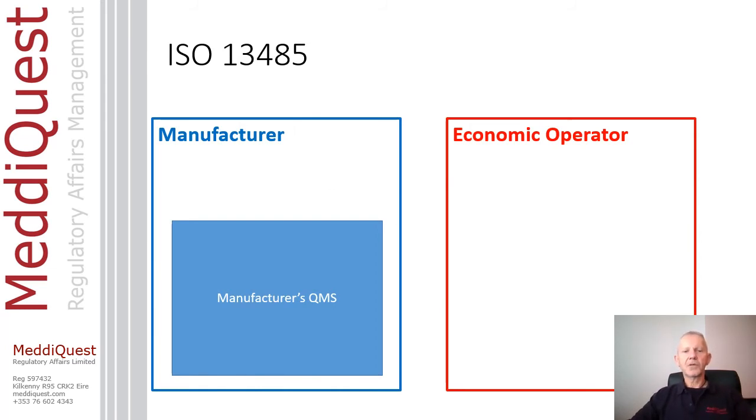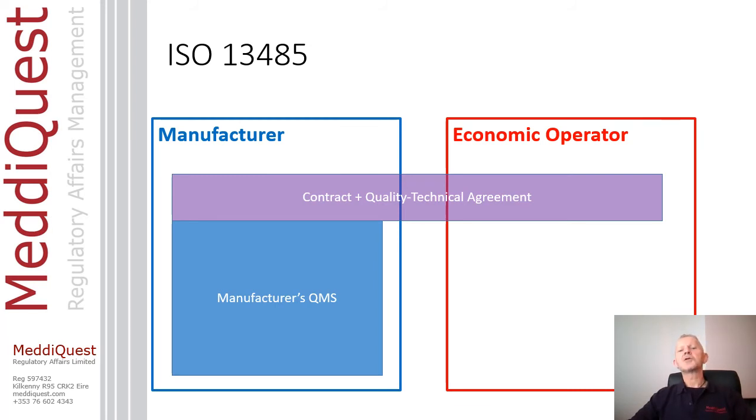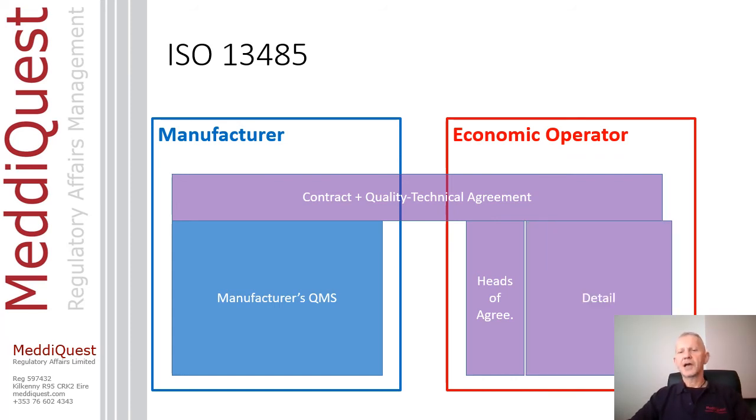Okay, so how does this work with 13485? So what we have in the past is very much the manufacturer has their quality management system. As part of that, they put in place a contract and quality and technical agreement with the economic operators. And there may be some form of heads of agreement in there which says that they should have a quality system, they should do various things, and the economic operators write their own detail around that, depending how much of a formalised quality management system they have. And those heads of agreement will tend to specify the routes of communication between the economic operator and the manufacturer.